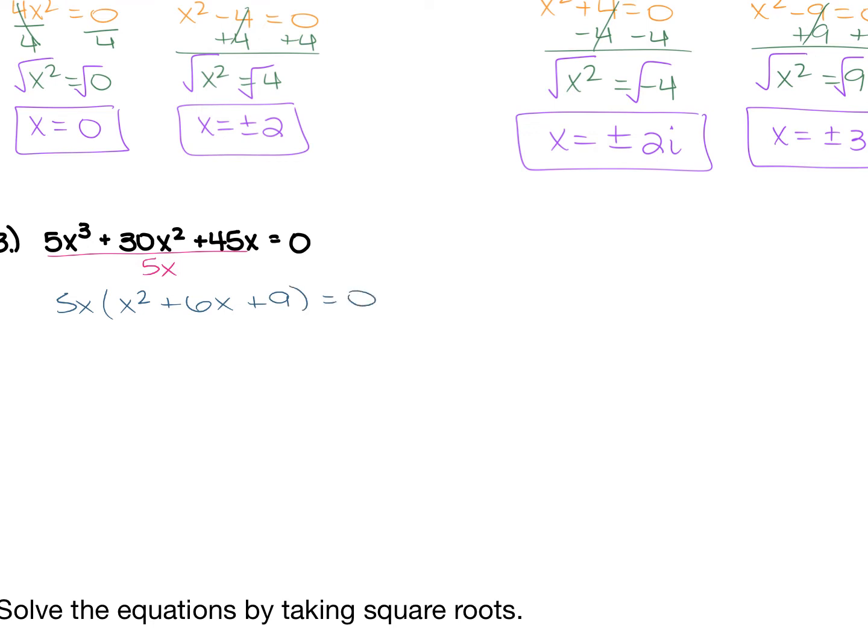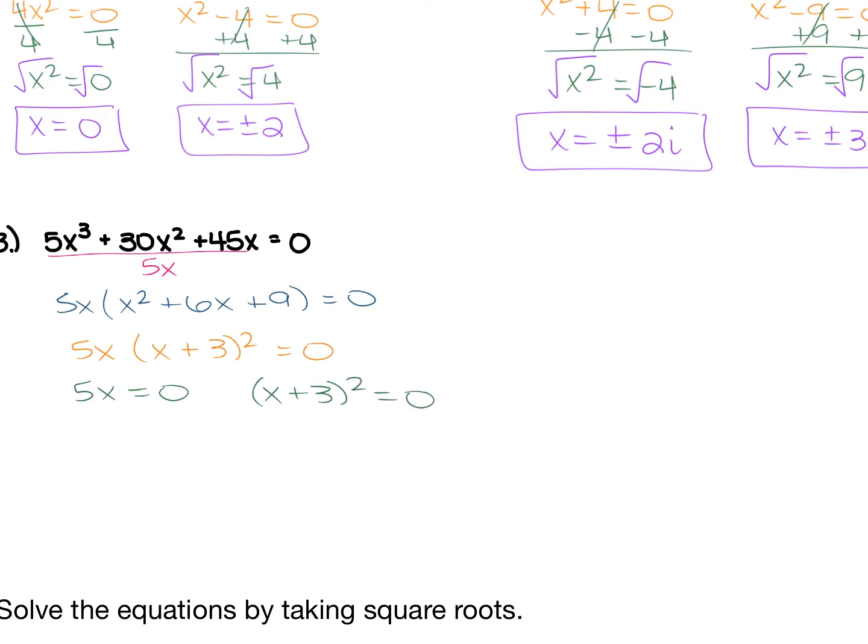This x squared plus 6x plus 9 is a perfect square trinomial. So this factors to give you 5x times x plus 3 squared is equal to 0. You're going to set both parts equal to 0 and solve them. So that's 5x is equal to 0, and x plus 3 squared is equal to 0.